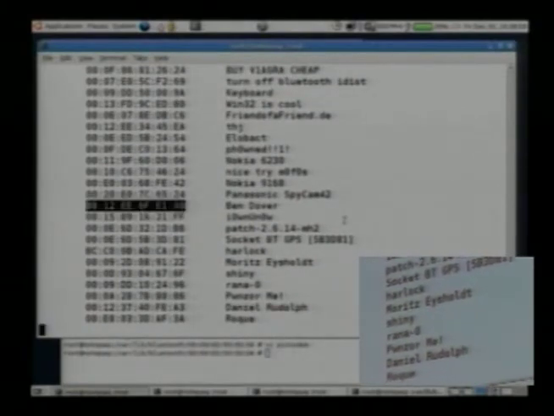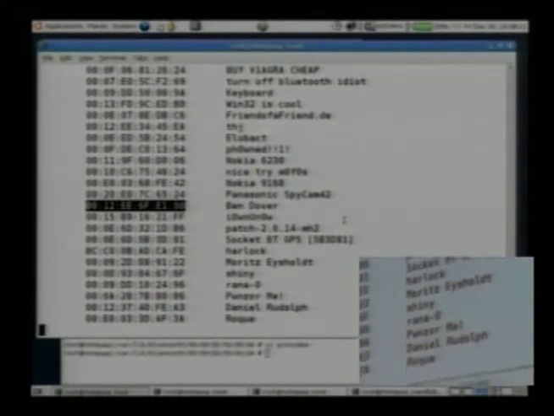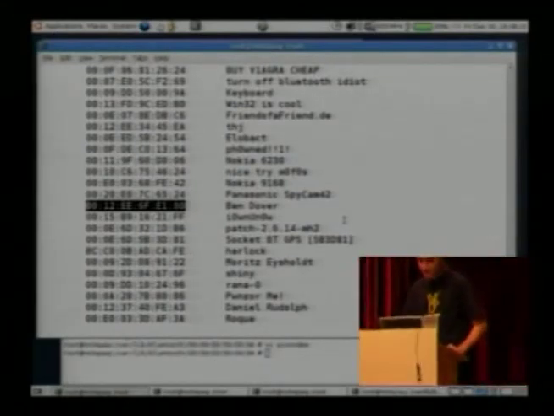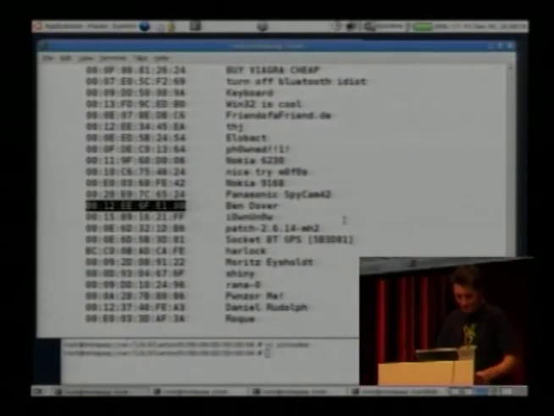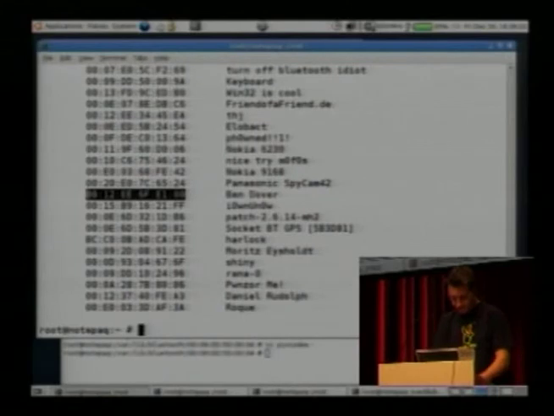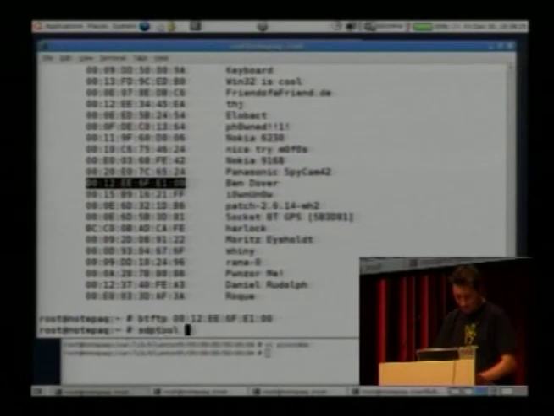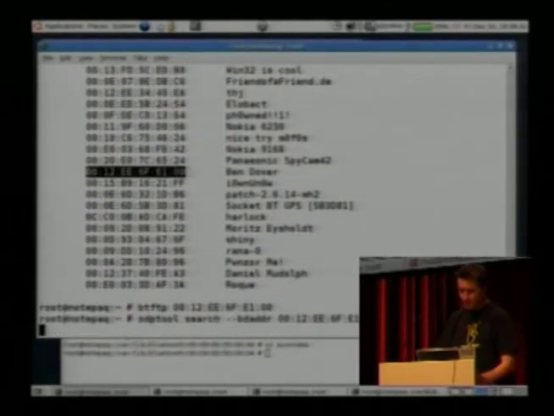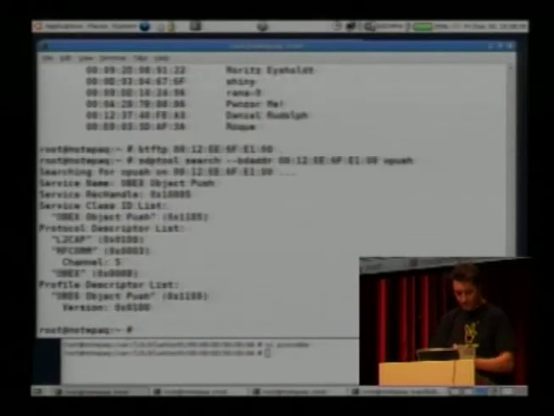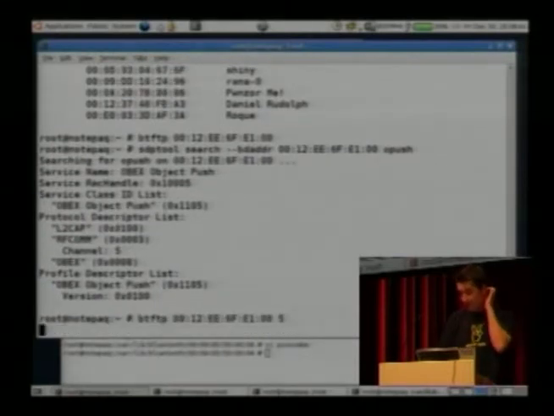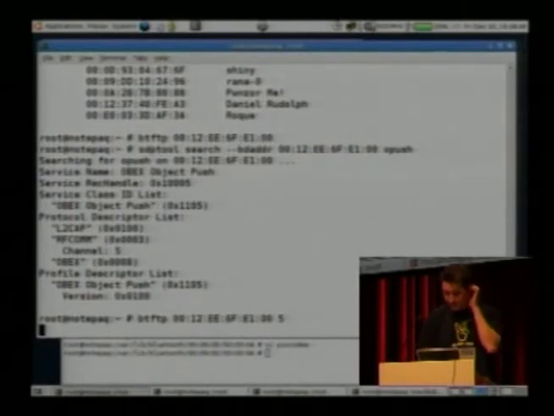I leave it running only for the fun of it. Okay, now this one is timing out, so I simply abort it. The same procedure as before. We have to find the OBEX push channel. That's 5. Address, channel 5. And if it's an older model, we will now see access to it.